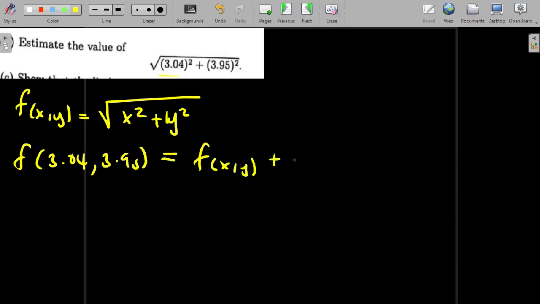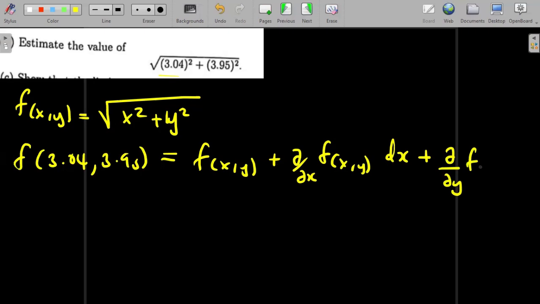Then we add the partial of f(x, y) with respect to x in this case. So you will be differentiating like that, then dx, plus the one with y, where we now do it with respect to y, then dy. Then you would have found the approximation of this. So now let us get what we need.